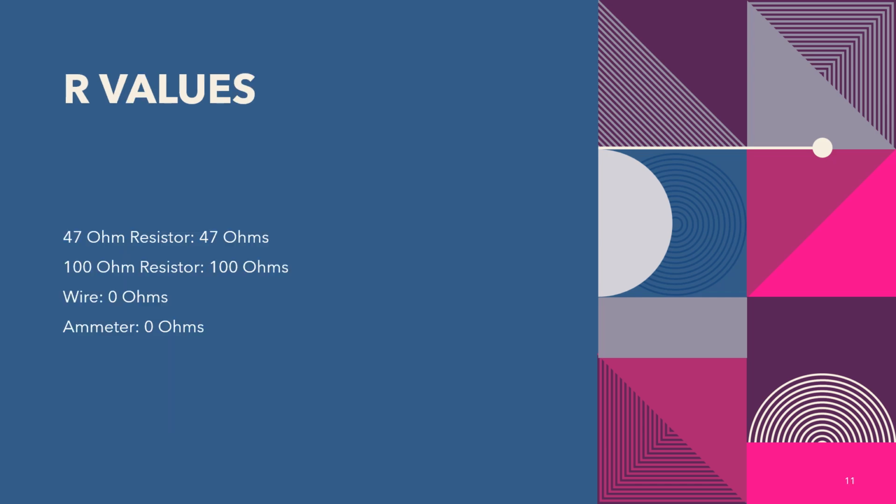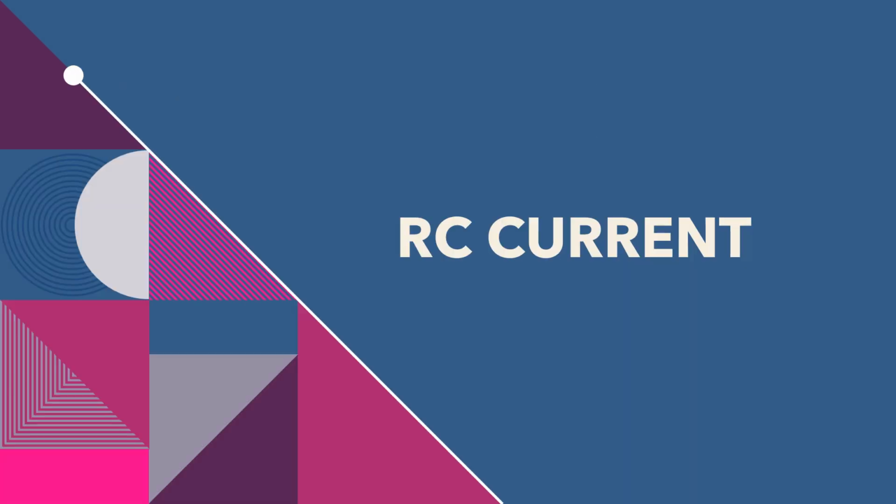Next, we have the calculated R values using the previous graphs and values, and we find that the 47 ohm resistor has an R value of 47 ohms, the 100 ohm resistor has a value of 100 ohms, and the wires have a resistance of 0 ohms in this idealized situation. This would not hold true in real life. And the ammeter has a resistance of 0 ohms, which is also idealized and would not happen in real life. Next, we're going to add a capacitor and analyze the behavior of the capacitor.